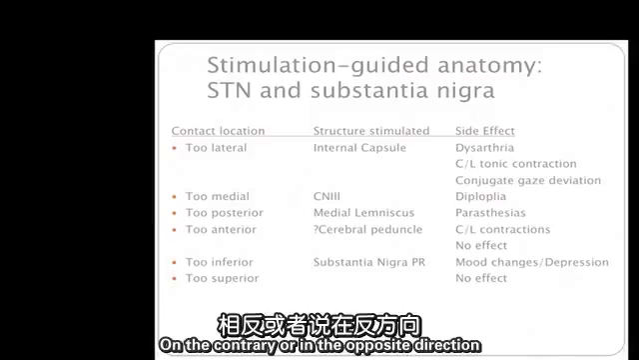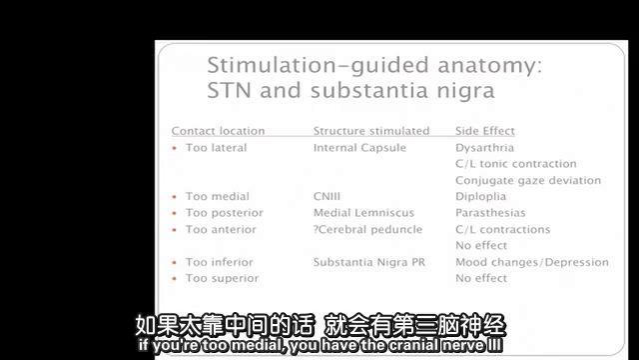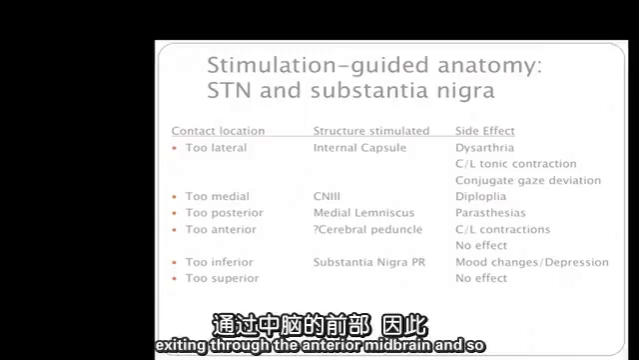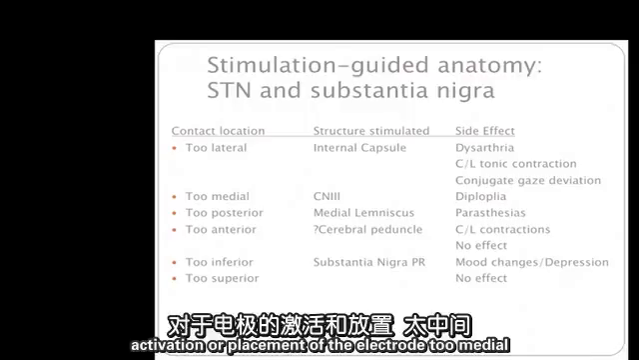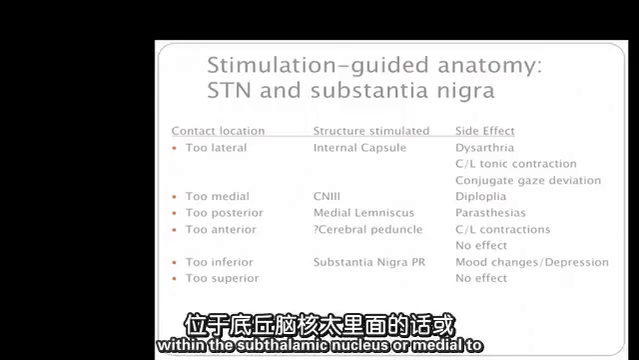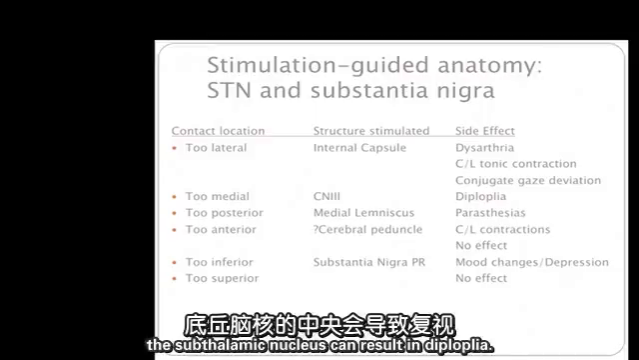On the contrary, in the opposite direction, if you're too medial, you have the cranial nerve 3 exiting through the anterior midbrain, and so placement of the electrode too medial within the subthalamic nucleus, or medial to the subthalamic nucleus, can result in diplopia.